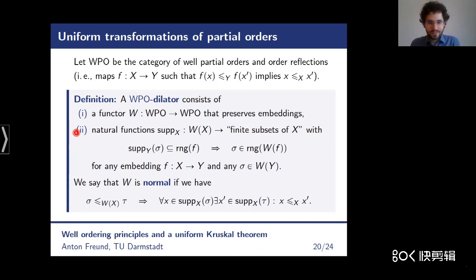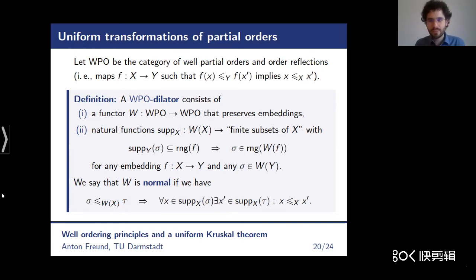And now there's one new notion that I want to mention briefly, this notion of normality. So such a transformation of partial orders can be normal. And what that means is simply that if we have an inequality in a value of that transformation, so in an order W of X, then it's required that any element in the support of this smaller element sigma is bounded by some element x prime in the support of this larger element tau.